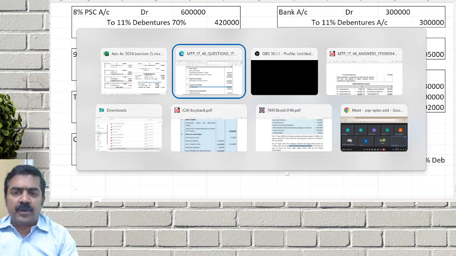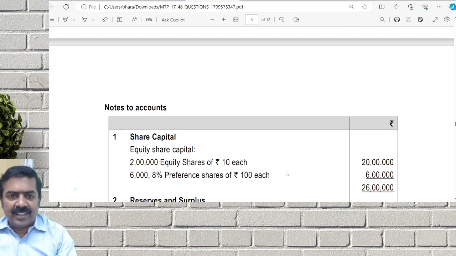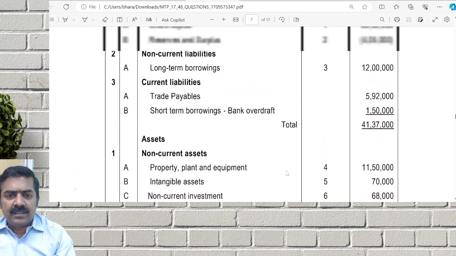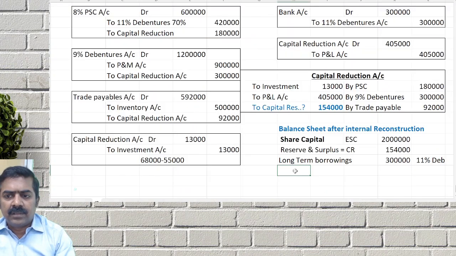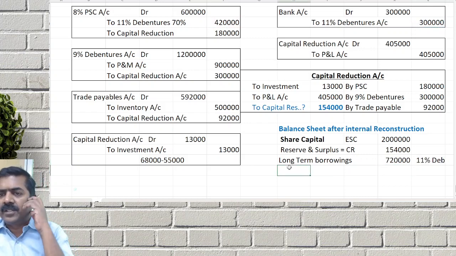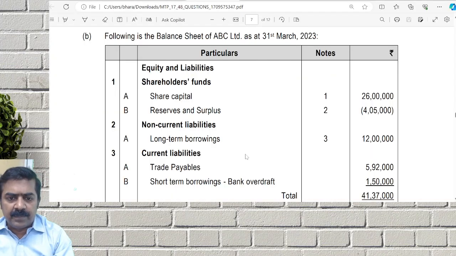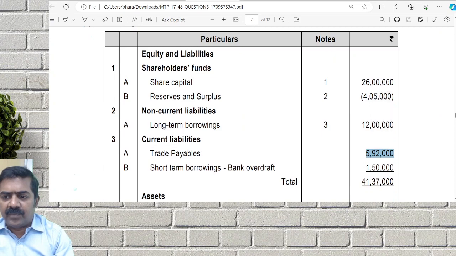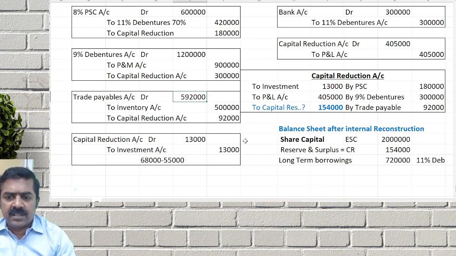Example, follow proper format. Okay, what is there in current liabilities? 11% debentures, we have given one debenture here. So this 3 lakhs plus this 4,20,000 will come. What else will come in long-term borrowings? Look at current liabilities. Trade payable, entire 5,92,000 settled? Yes. Trade payable settled.